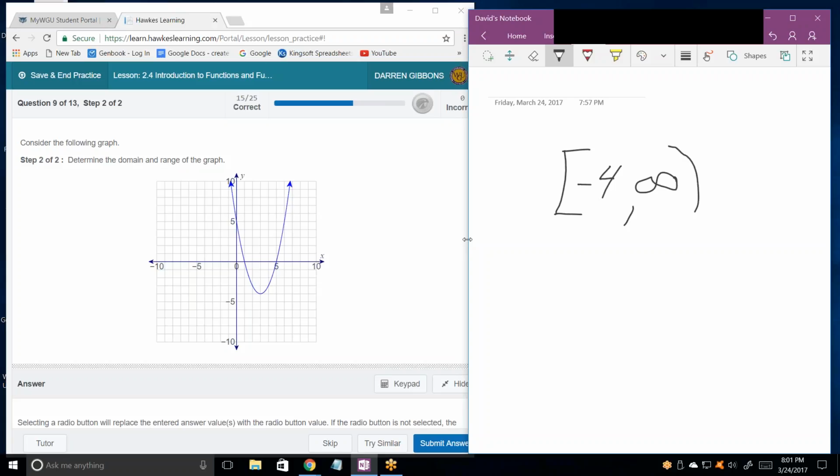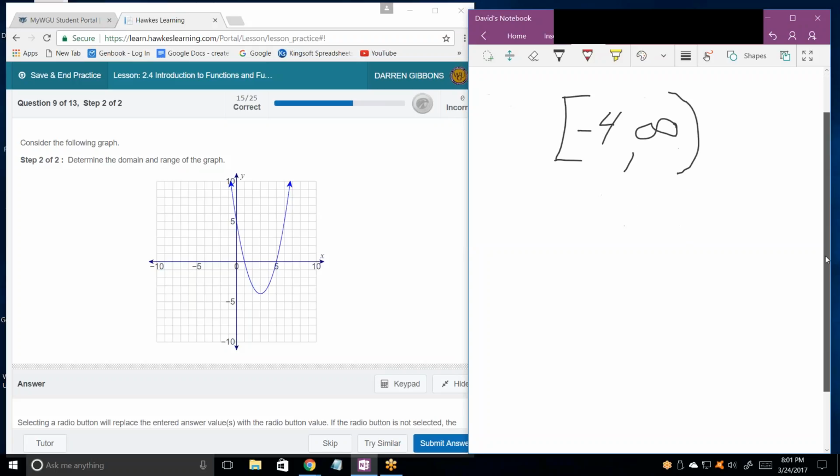Infinities never have brackets, always parentheses, and the reason is that infinity is not a number. It's more of a concept. It is growth without bound, which means it can't be a number, so I can't put a bracket around it. Whenever you have either a negative infinity or a positive infinity, you get parentheses. It can be -4. I'm looking at it right there. If x were 3, y would be -4.